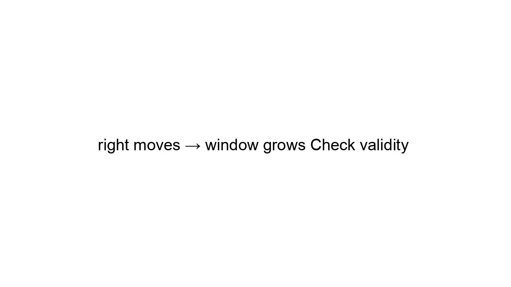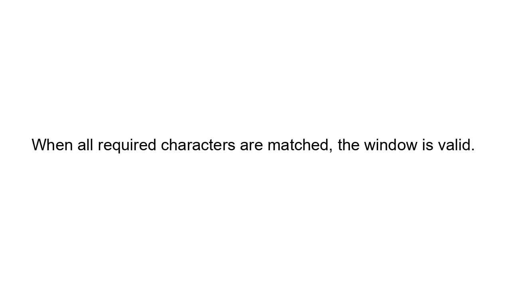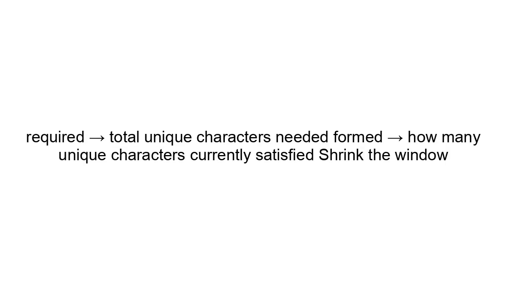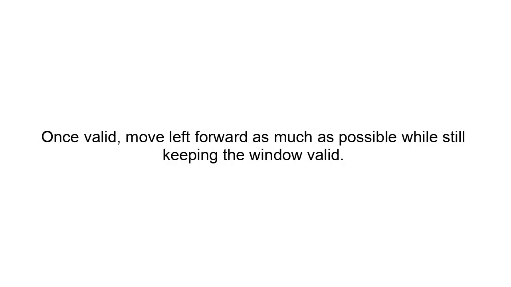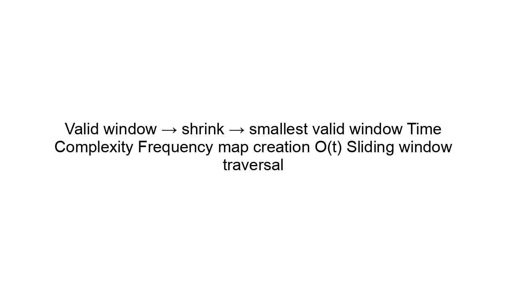Check validity. When all required characters are matched, the window is valid. We track this using required, which means total unique characters needed. Formed means how many unique characters are currently satisfied. Shrink the window. Once valid, move left forward as much as possible while still keeping the window valid. Example concept: valid window means shrink, which means smallest valid window.